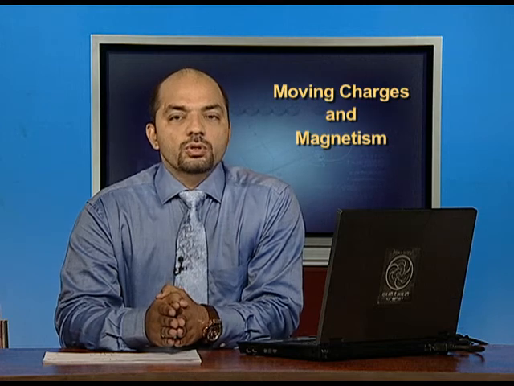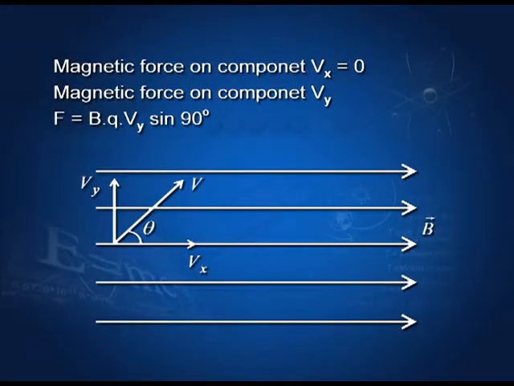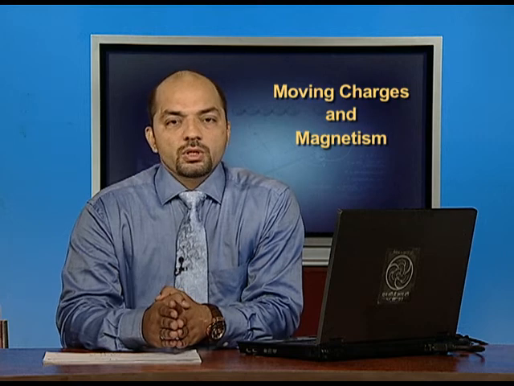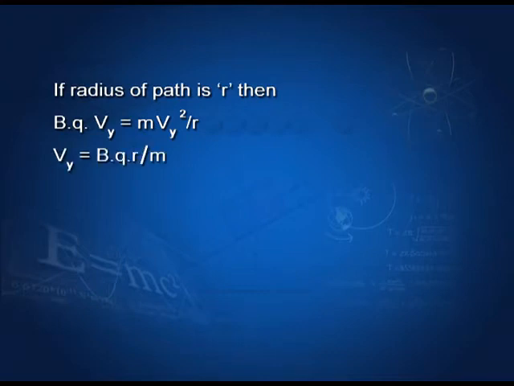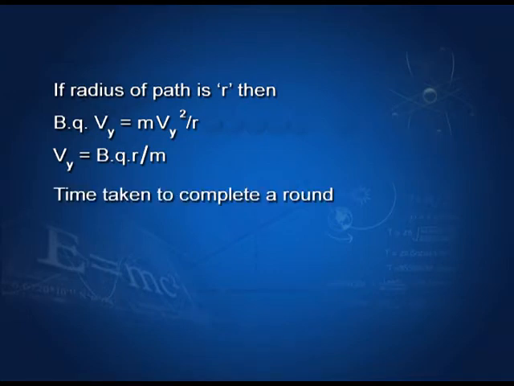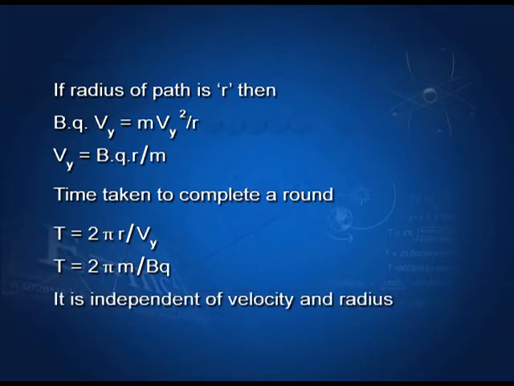Now, we will calculate the force on the component Vy. So, the force F will be equal to B Q Vy into sin 90. Under the action of this force, the charge undergoes a circular path. If the radius of the path is r, then the force BqVy will be equal to mVy square divided by r. From here, the velocity along the y-axis will be equal to Bqr upon m. So, the time taken to complete the round T will be equal to 2 pi r divided by the velocity along the y-axis, which gives us the relation T equals 2 pi m upon Bq. Once again, the time period is independent of the velocity and the radius.